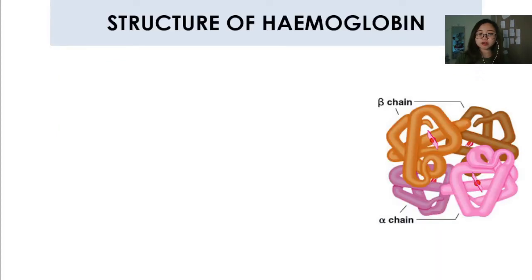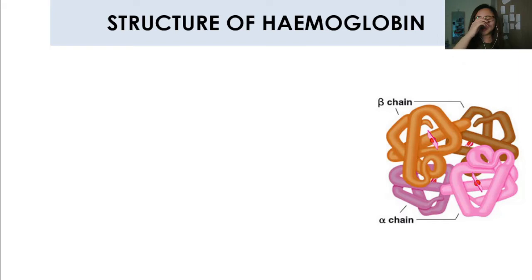Okay, and then we talk about the protein that makes red blood cells red, which is hemoglobin. Let's look at the structure of hemoglobin. We have a diagram of hemoglobin over here on the right. Hemoglobin is a conjugated protein.